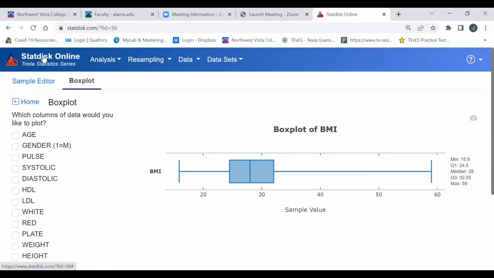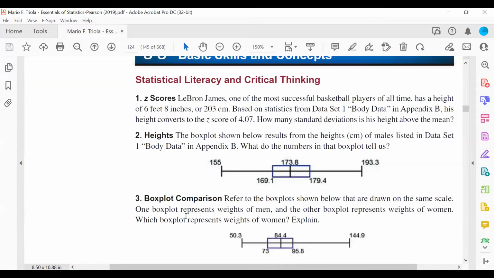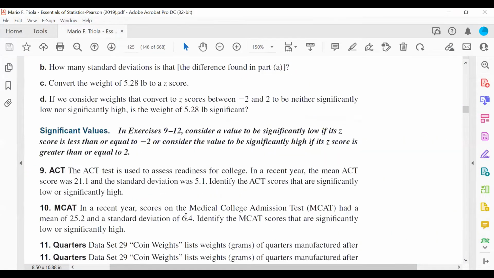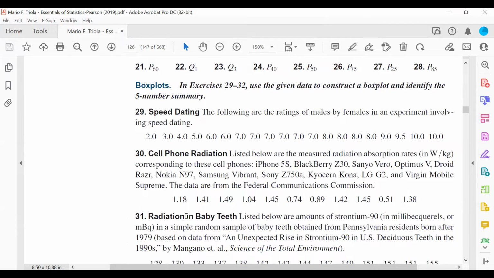So let's go back to our book. And let me see if I can share it with you, my book. And maybe we can do, let's do one of the ones from your homework. Yeah, let's do speed dating. Speed dating.